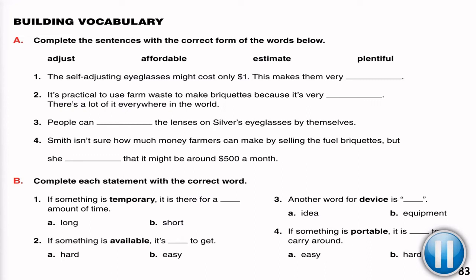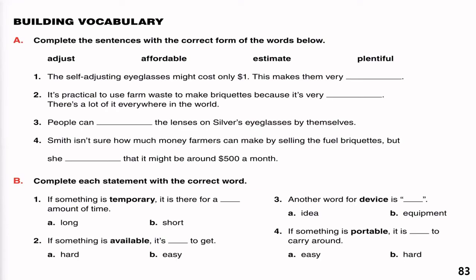All right, you have unpaused your video and you are ready to check your answers. All right, let's start looking at the sentences. The self-adjusting eyeglasses might cost only $1. This makes them very affordable. It's practical to use farm waste to make briquettes because they are very plentiful. There's a lot of it everywhere in the world. People can adjust the lenses on Silver's eyeglasses by themselves. Smith is not sure how much money farmers can make by selling the fuel briquettes, but she estimates that it might be around $500 a month.